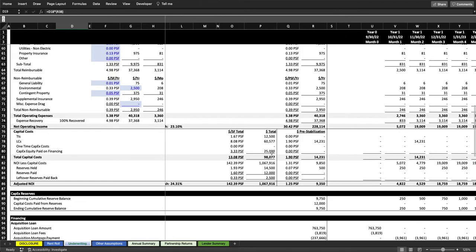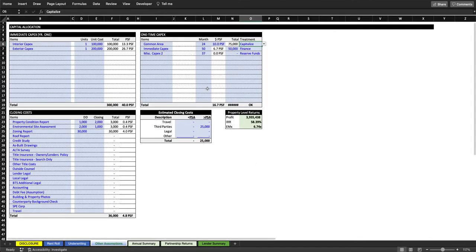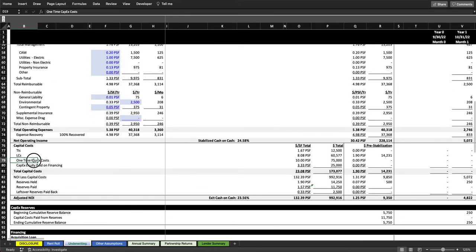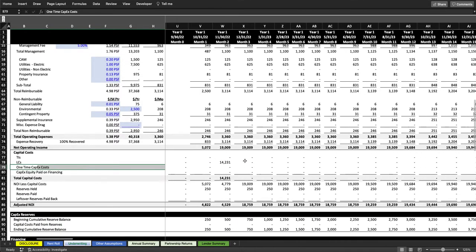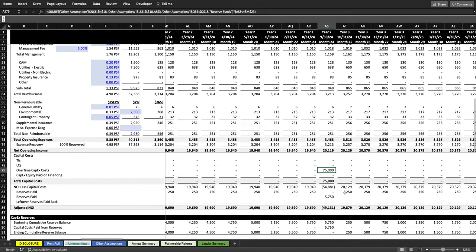All right, I guess I'll have to figure this part out for the capitalized, but let's just say it comes from the reserve funds. So you'll see month 24, 75,000 reserve funds. So you come to one-time CapEx costs, you come to month 24, you'll see it's $75,000.